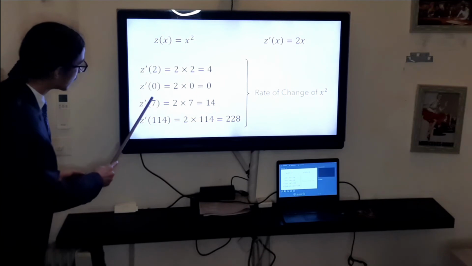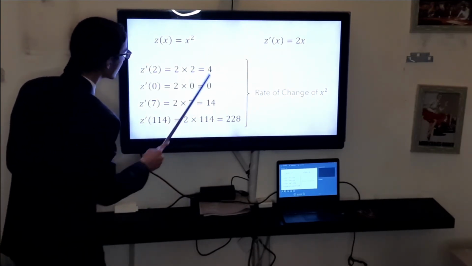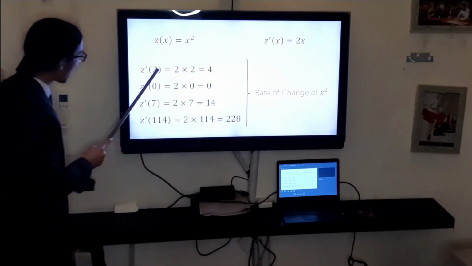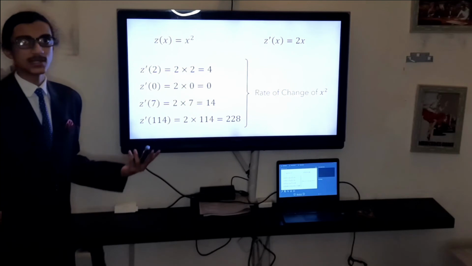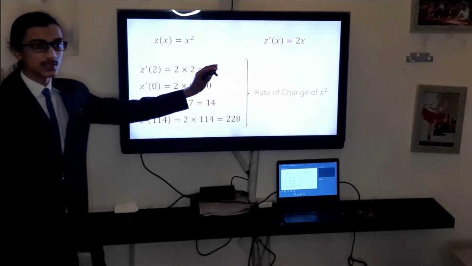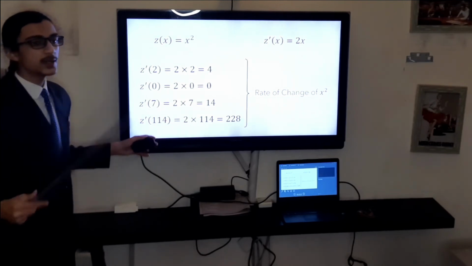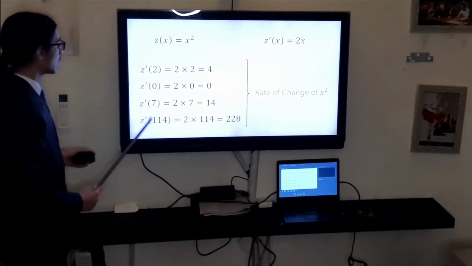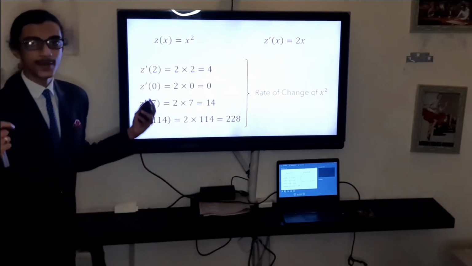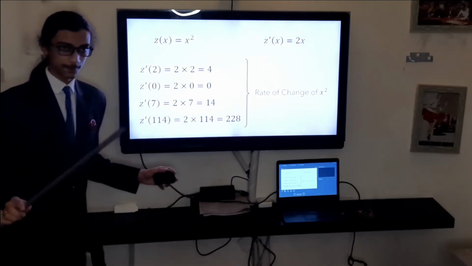So in and around these different points, that's how it's going. All these are the rate of change of x squared in and around different points. I like this phrase "in and around" because it clears up what it is. Many people get uncomfortable with the idea of the derivative at a point. It's just the rate of change in and around these different points. In and around 0 it is 0, around 114 it is 228. That's all that it is. This is what a derivative is at the end of the day.